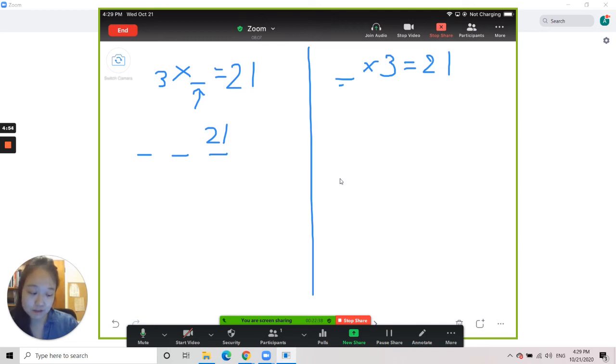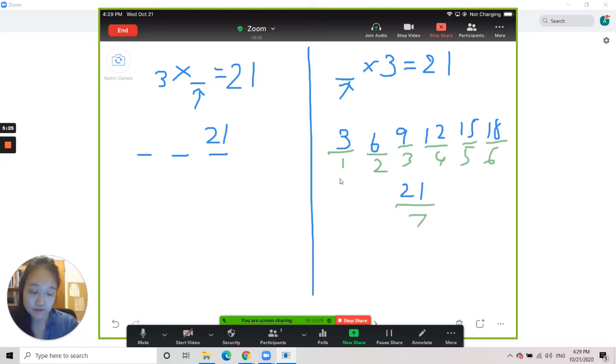Now this tells me that I am skip counting by 3s, I don't know how many times though, until I get to 21. 3, 6, 9, 12, 15, 18, 21. Let's see how many times I needed to skip count by. 1, 2, 3, 4, 5, 6, 7. 7 again is my missing factor.